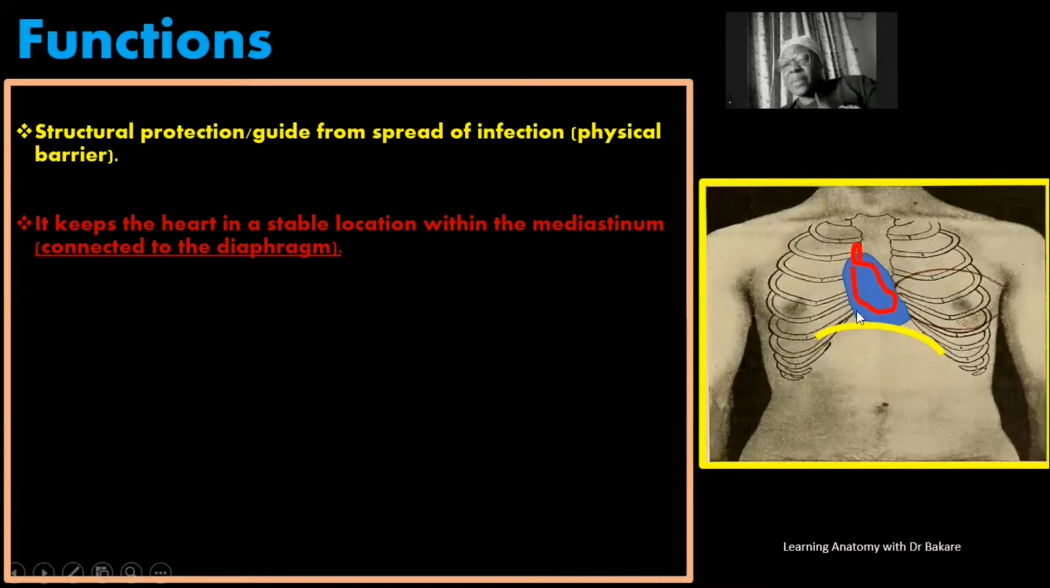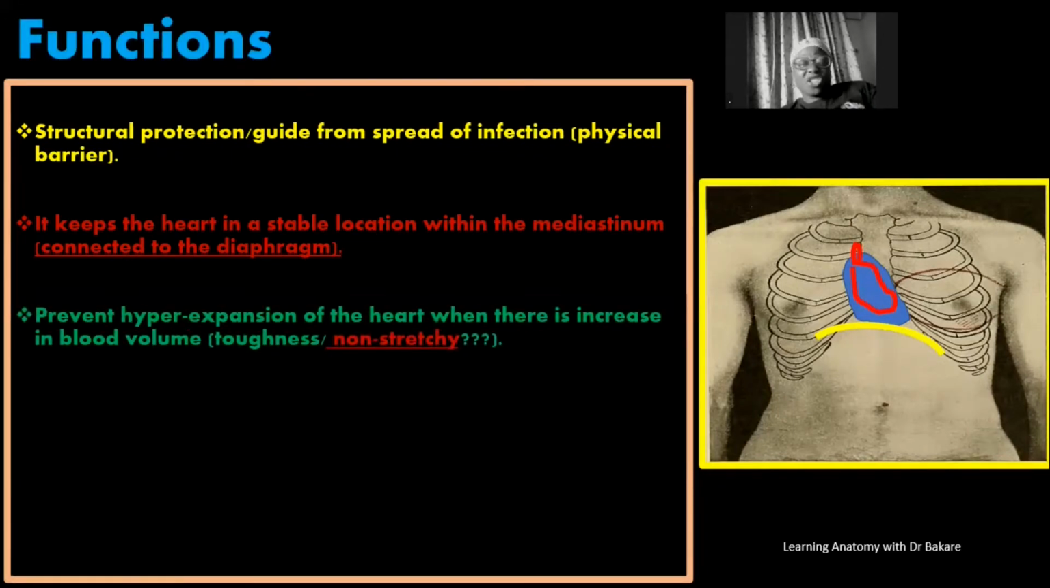There's a layer of the pericardium, which will be unfolded as we go through this lecture, that is connected to the diaphragm. And as it is connected to the diaphragm, it is helping to keep or limit the movement of the heart. So that is what the pericardium also does.